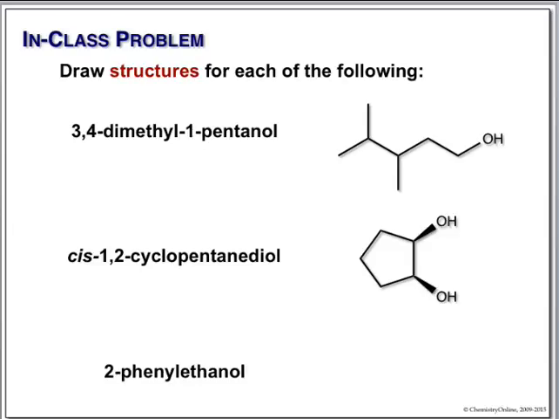2-phenylethanol. Again, our parent here is ethane, so it's a 2-carbon chain with an OH. And on our second carbon, we have a phenyl. So there's our ethanol, carbon 1, carbon 2. Simply draw in your phenyl.